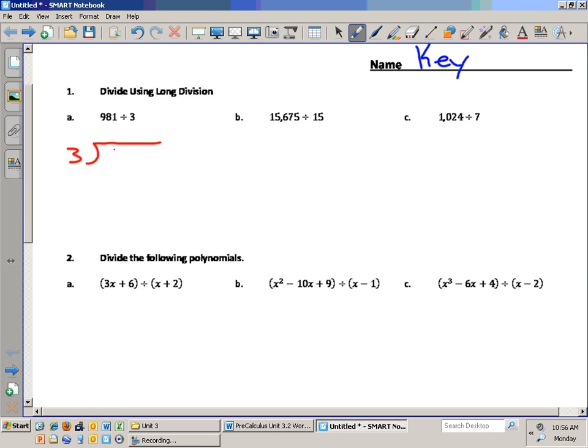3 goes into 981. Very important that you have your placeholders in the correct spot. So I first identified, how many times does 3 go into 9? That gives me 9. I subtract, and I get 0. What do I do then? Drop down my 8. Does 3 go into 8? Twice. I get 6. Drop down my 1. 327.